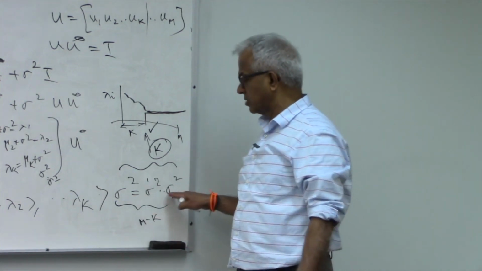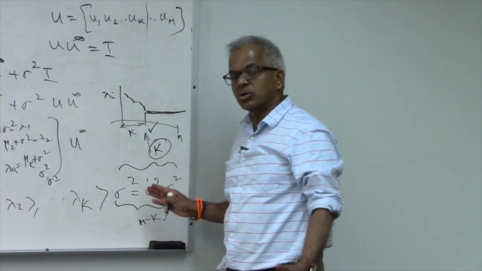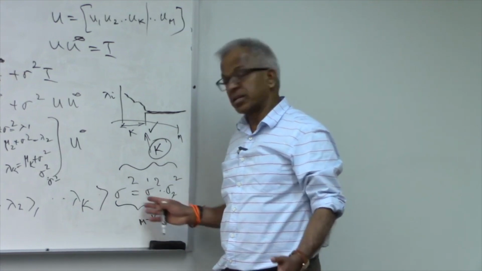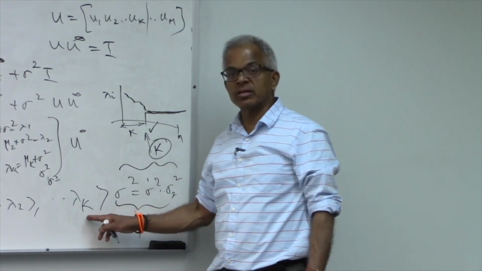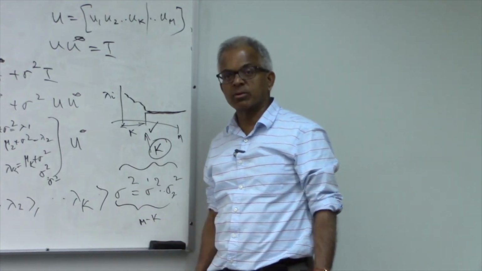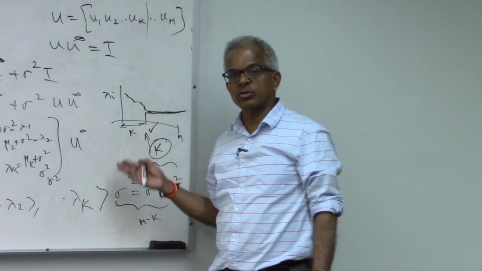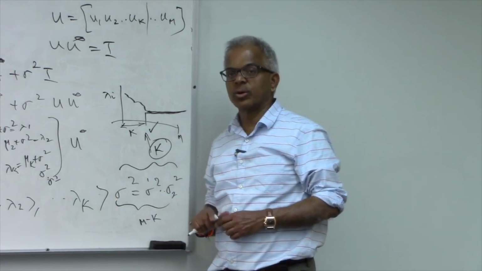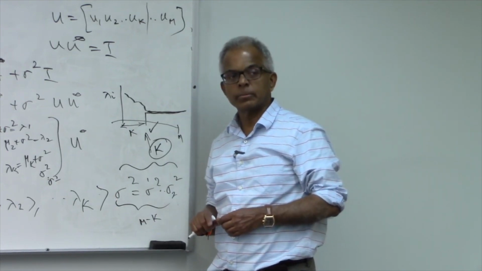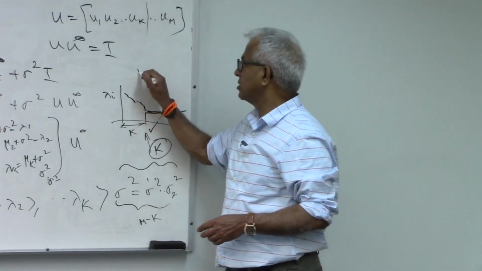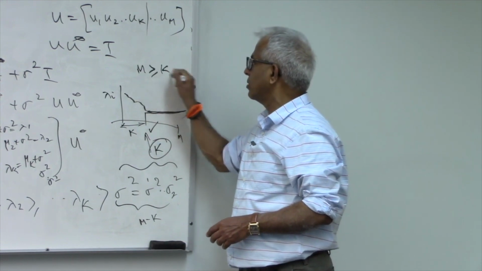So you look for this flat piece. This is why I said earlier, this technique is only going to work if the number of sensors is more than the number of sources. If you have 100 sources and 25 sensors, this is not going to work. It needs to be the other way. So the first condition is that m needs to be greater than or equal to k.